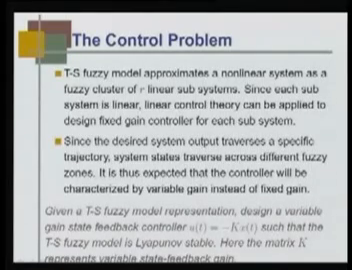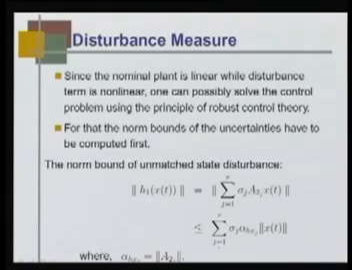Here the matrix k represents variable state feedback gain. It is not a constant gain as in the case of a linear system. So, now we will be talking about the disturbance measure, and since the nominal plant is linear while the disturbance term is nonlinear, one can possibly solve the control problem using the principle of robust control theory. For that, the norm bounds of uncertainties have to be computed first.